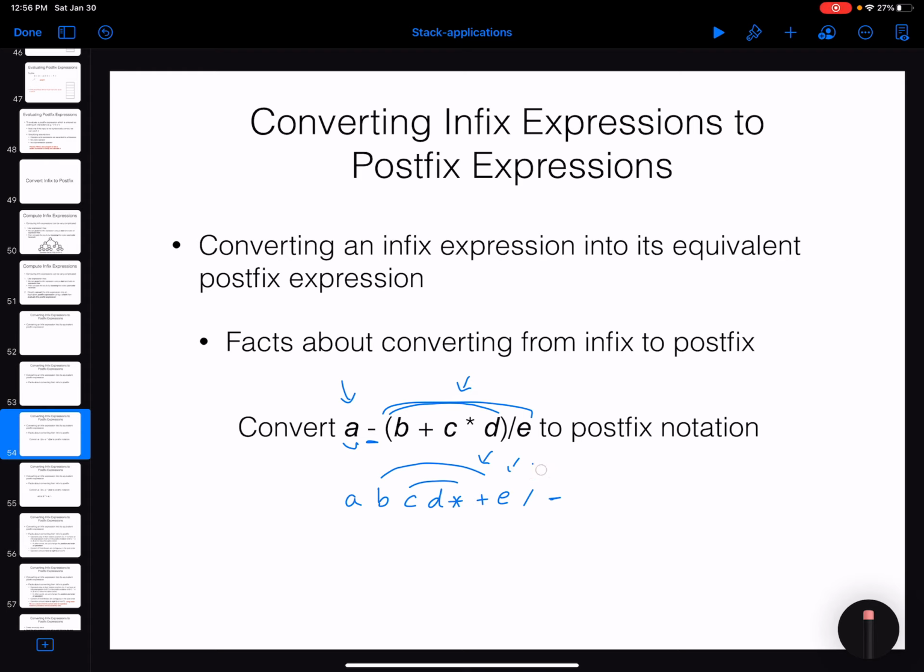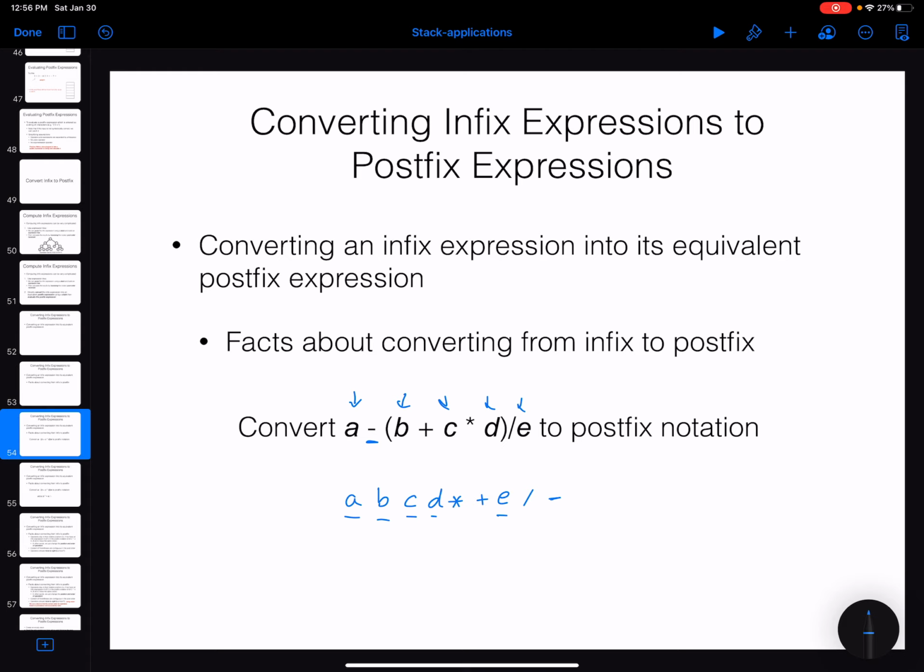What are the facts that we can get from this, comparing an infix notation with its equivalent postfix? The first thing that is clear here is that the order of the operands is not changing. As you can see, if I forget about the parentheses and the operators, here I have A, then B, then C, D, and E, and the order of those operands is exactly the same as in the postfix notation.